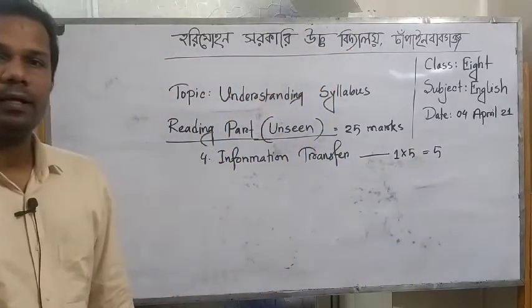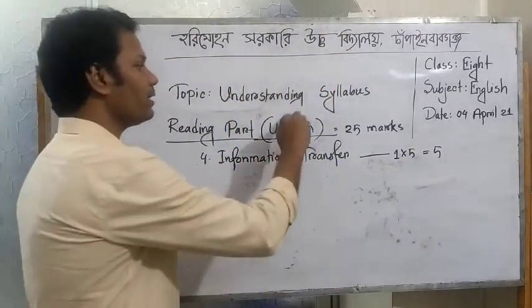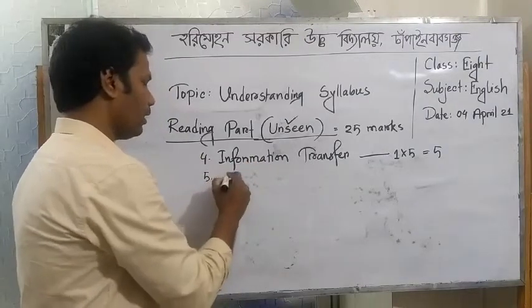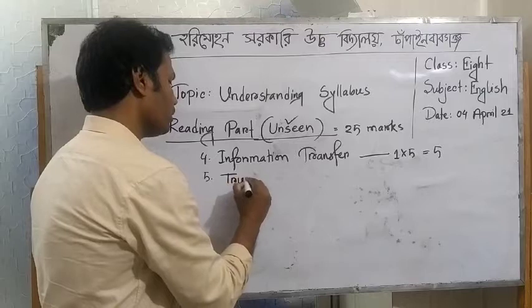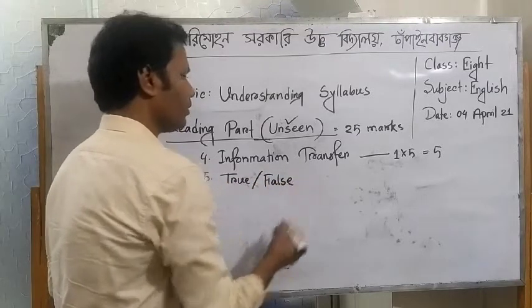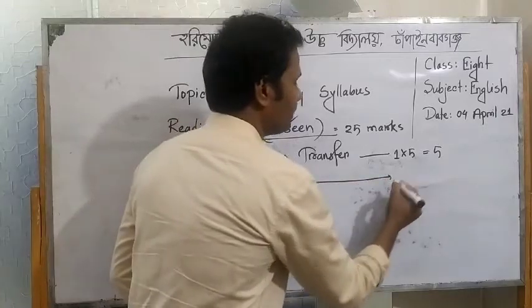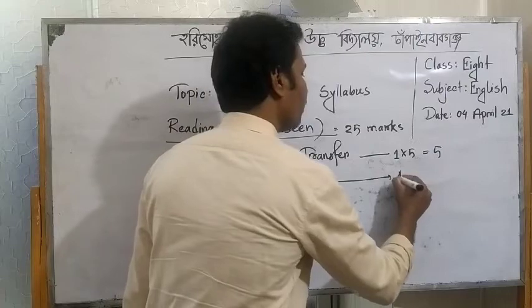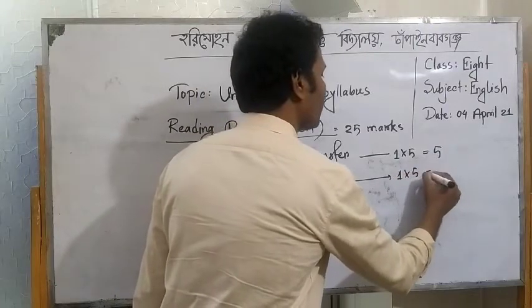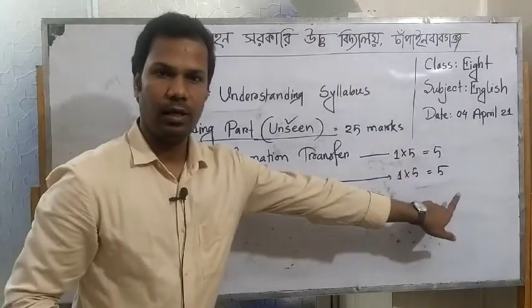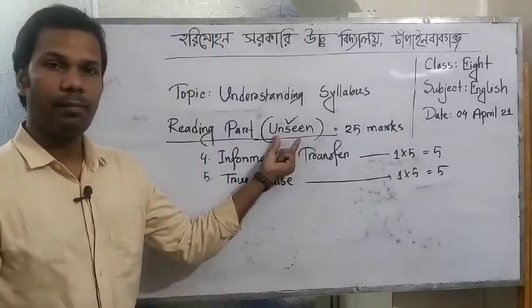This very unseen passage will carry another question, and that is true or false. And this item also carries 5 marks. Okay, these are the 5 and 5, 10 marks for the unseen passages.